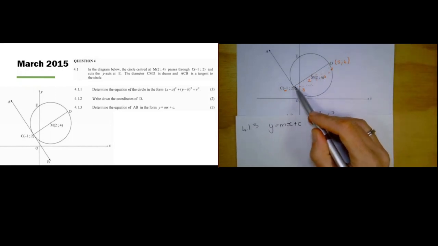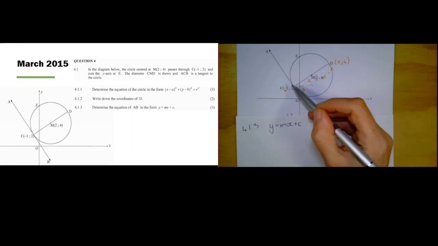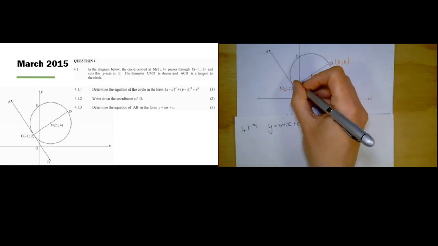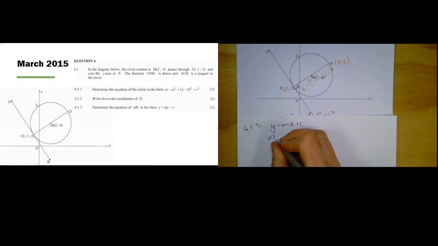And why is that important? Because what do we know about a radius? A radius is always perpendicular to a tangent. So that would help me. So let's start by getting the gradient of line MC. How does gradient work again? (y2 - y1) over (x2 - x1).